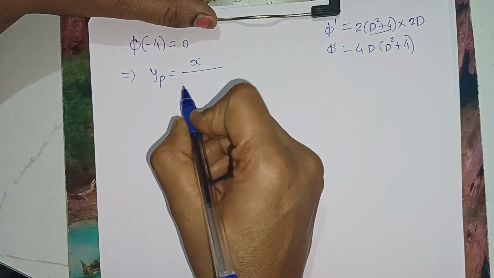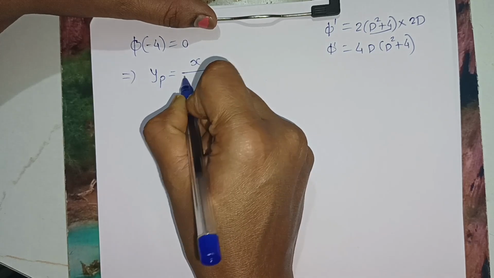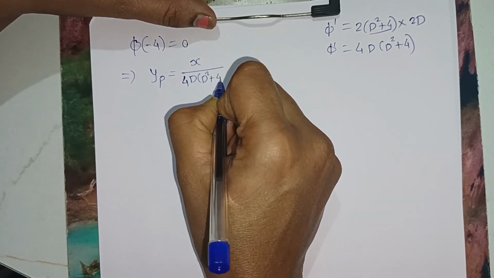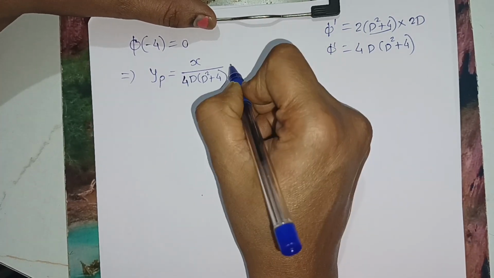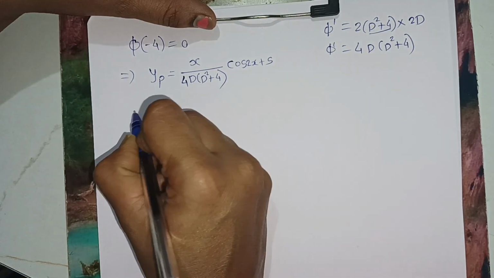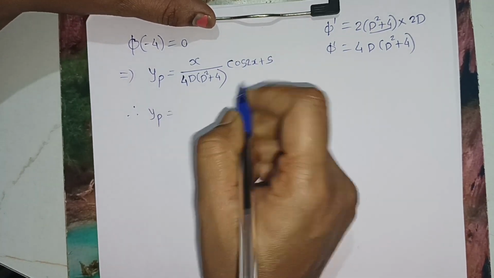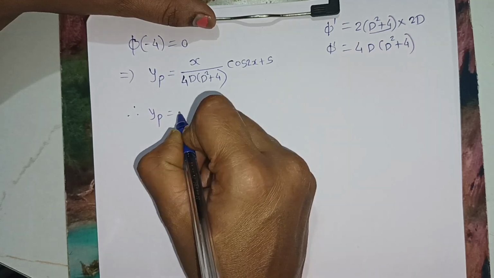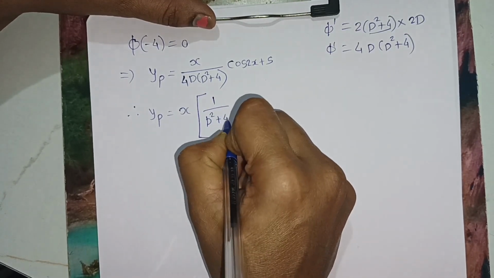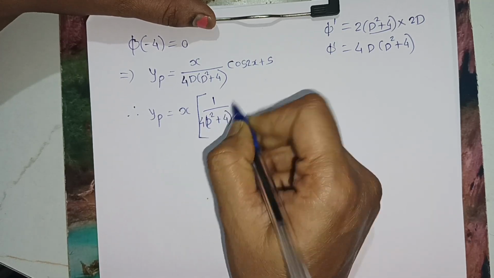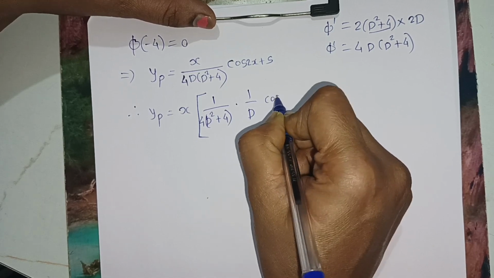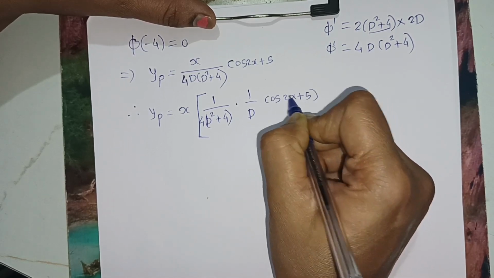Okay, so x divided by 4D (D square plus 4) operating on cos of 2x plus 5. So yp is equal to x into bracket 1 by 4 times (D square plus 4), 1 by D, operating on cos of 2x plus 5.